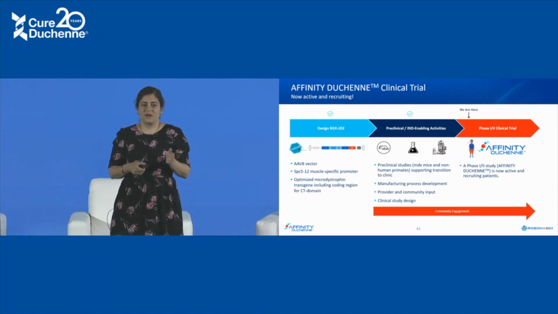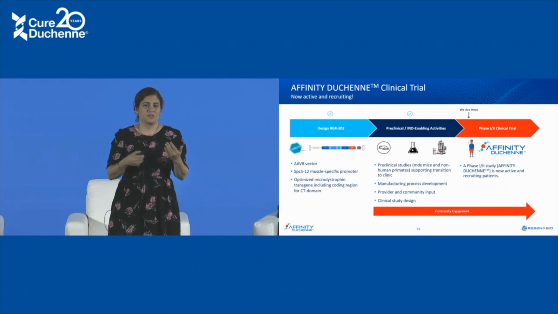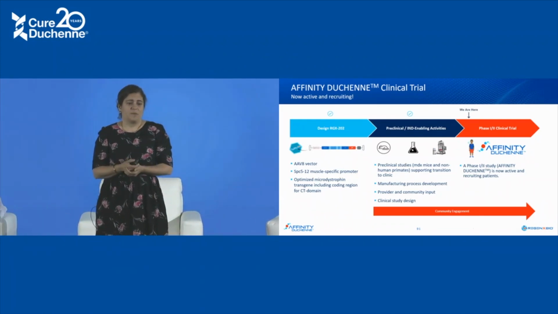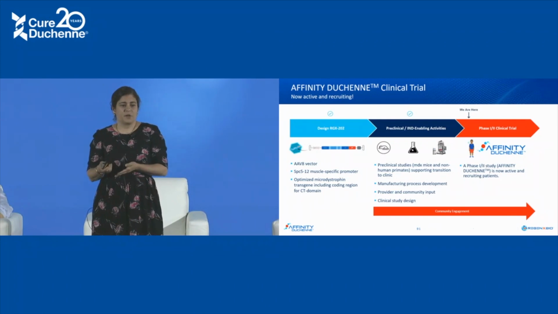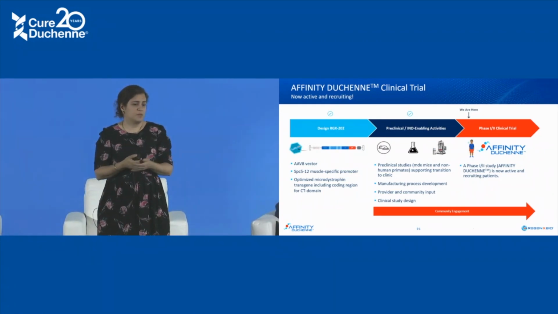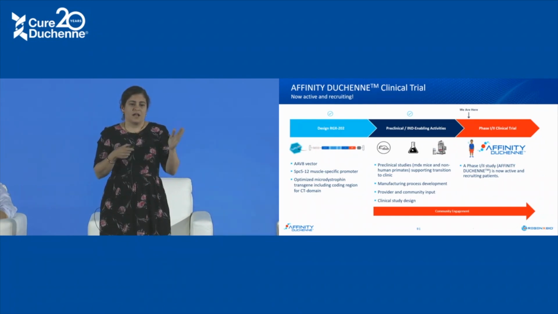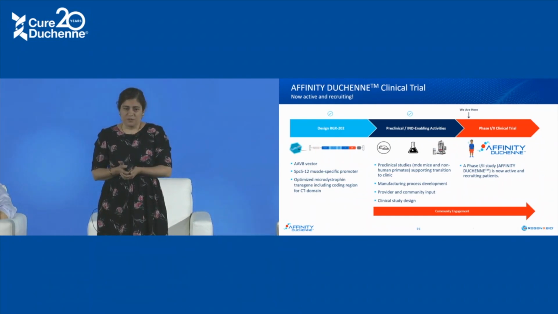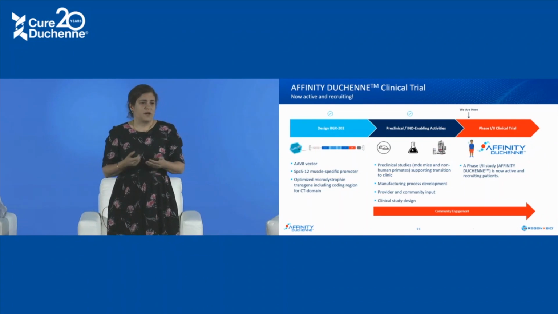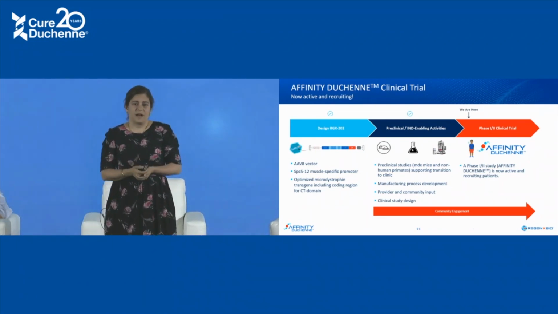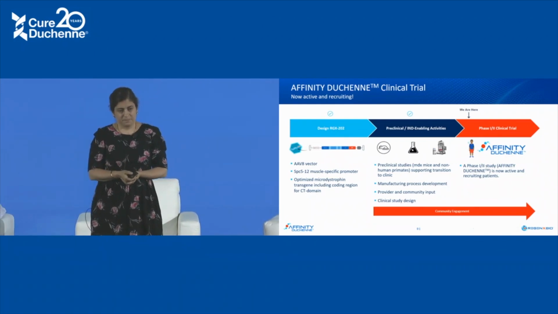We have preclinical IND-enabling activities, so we had to present our mouse data to show that we can transition into treating humans in a trial. And we did that. So we have a manufacturing process development. We've gotten community input. We have a clinical study design. Check. And now we have activated our phase 1/2 study. You can find us on clinicaltrials.gov. The link is on our final page that you can see. And we are actively recruiting patients.